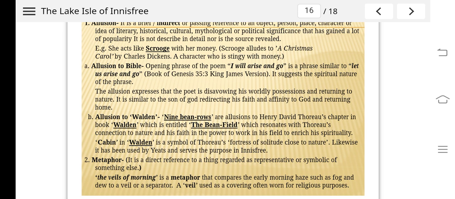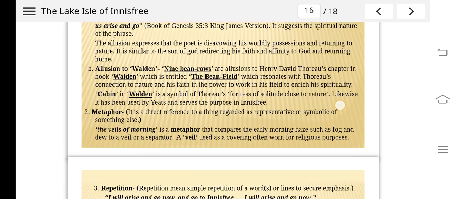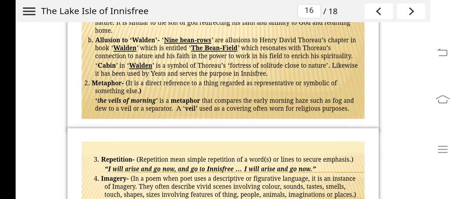Now, you can see allusion to Walden. Nine bean rows are an allusion to Henry David Thoreau's chapter in the book Walden, which is entitled The Bean-Field, which resonates with Thoreau's connect. Now, metaphor is a direct reference to a thing regarded as representative or symbolic of something. The veils of morning is a metaphor that compares the early morning haze, such as fog and dew, to a veil or a separator, a veil used as a covering, often worn for religious purposes.